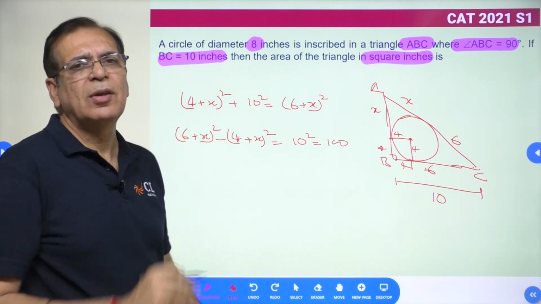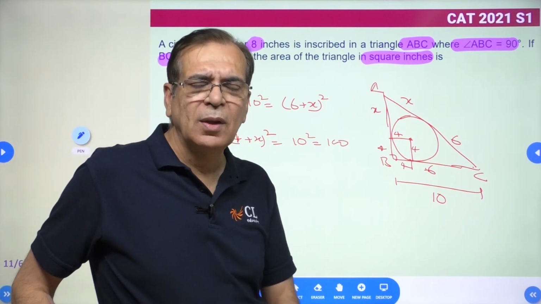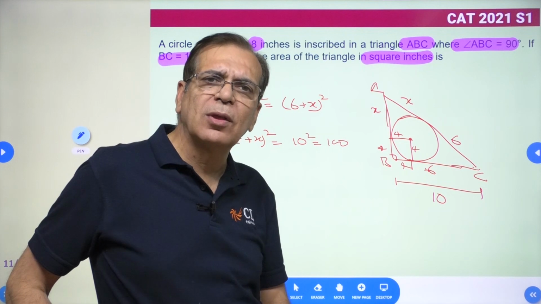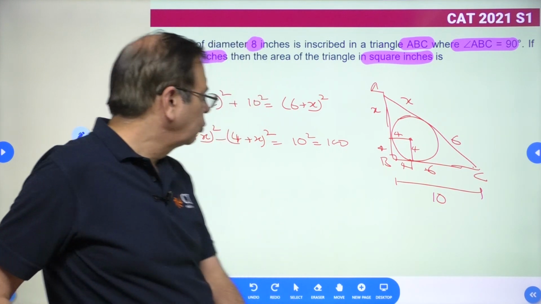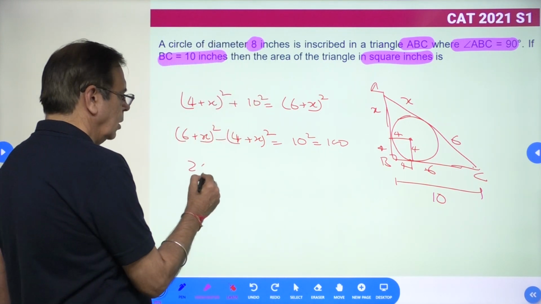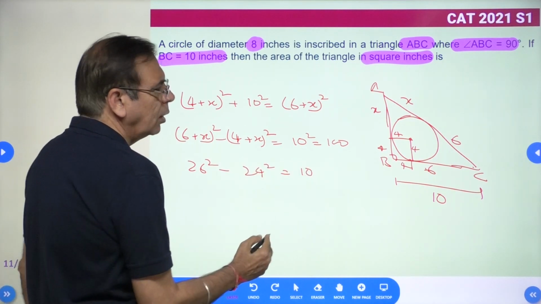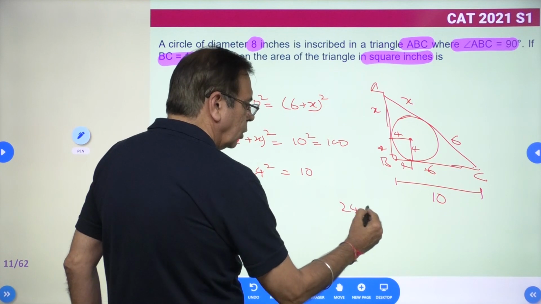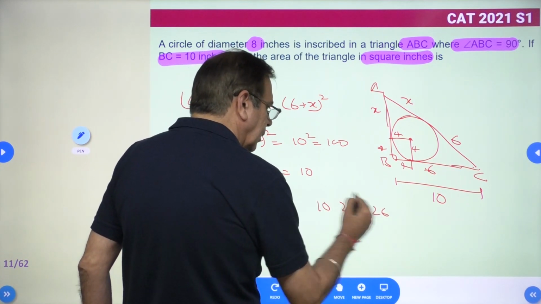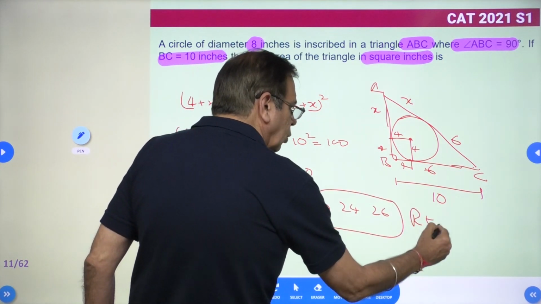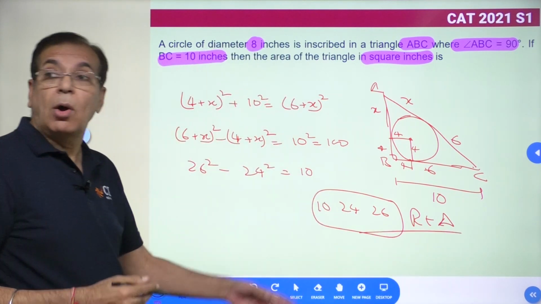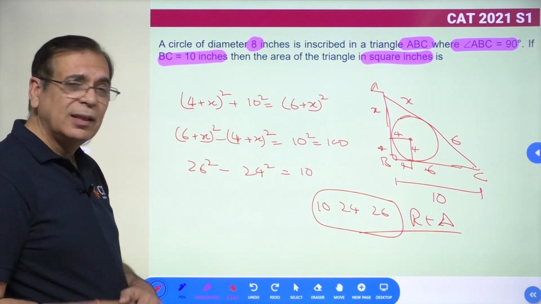Now this is why I say you should always mug up your squares. Which are the two squares whose difference is going to be 100? 26 square and 24 square. Also, if you remember, 24, 26, 10 is a right triangle. So, if you remember your Pythagorean triplets or you have memorized your squares, this is a straightforward question.